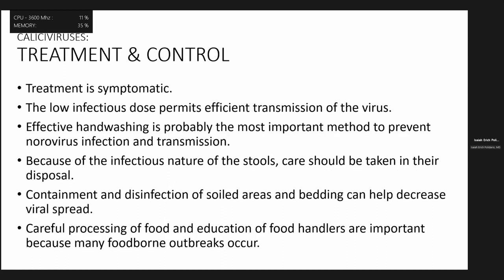For the treatment, just like other viruses, symptomatic treatment is done. The low infectious dose permits efficient transmission of the virus. Effective hand washing is probably the most important method to prevent norovirus infection and transmission, since again, it's the fecal-oral route, so hand washing prevents that. Because of the infectious nature of the stools, care should be taken in their disposal. Containment and disinfection of soiled areas and beddings can also help decrease viral spread. Careful processing of food and education of food handlers are also important, because many foodborne outbreaks occur there.